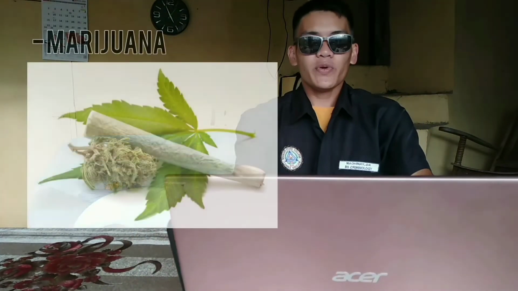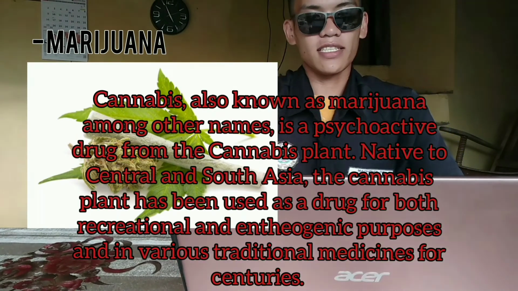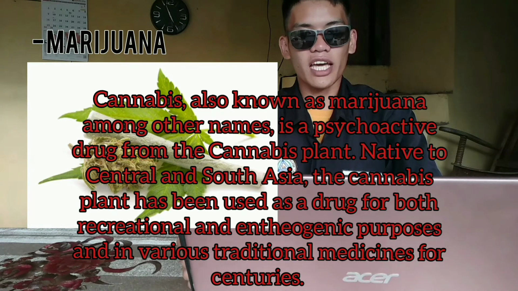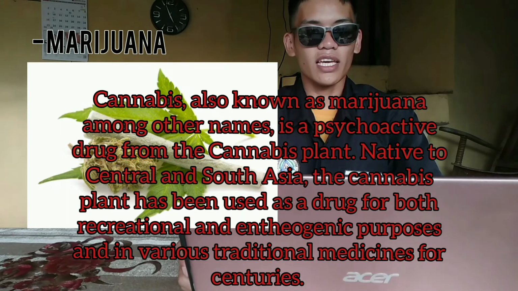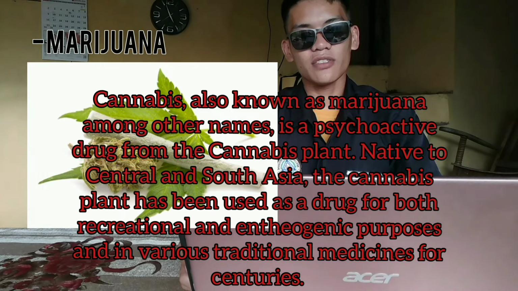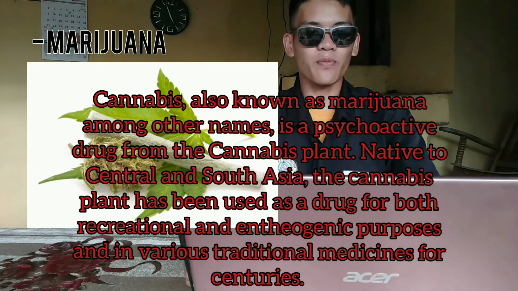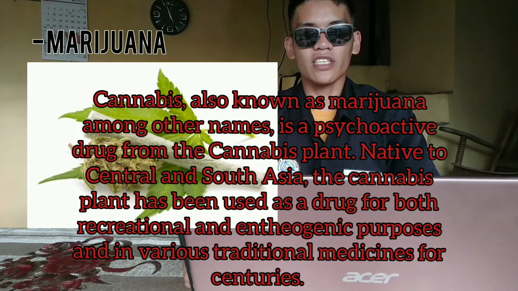What is marijuana? So, marijuana is also known as cannabis, among other names. It is a psychoactive drug from the cannabis plant. Native to Central and South Asia, the cannabis plant has been used as a drug for both recreational and entheogenic purposes, and in various traditional medicines for centuries.